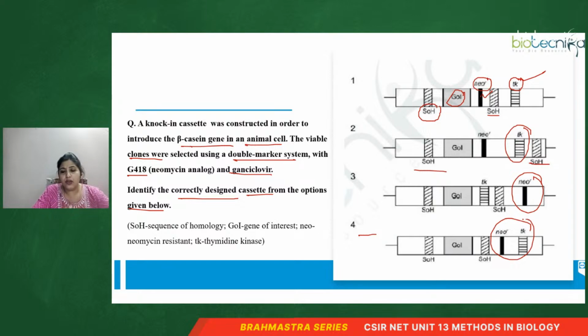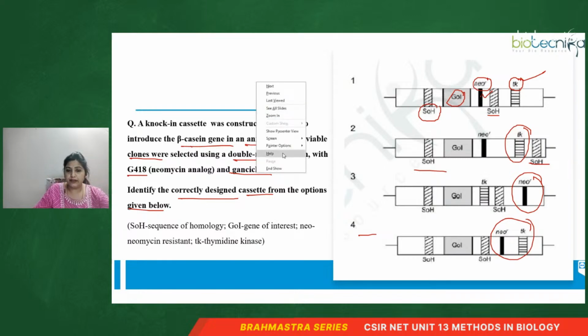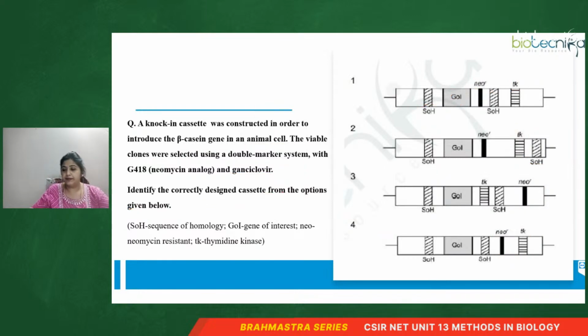So what do you think, out of these 4 cassettes, which is the correctly designed cassette which results in gene knockout or gene knock-in? Like this gene knock-in cassette, you want to introduce a gene of interest. Okay, Anupam, you are saying option 4. Fine. Yes, quickly give me the answer to this question.